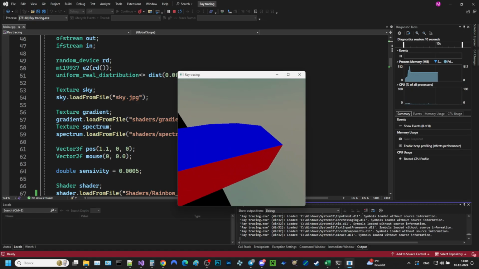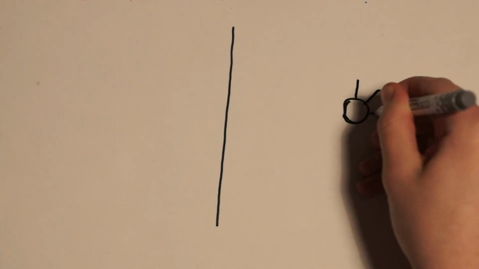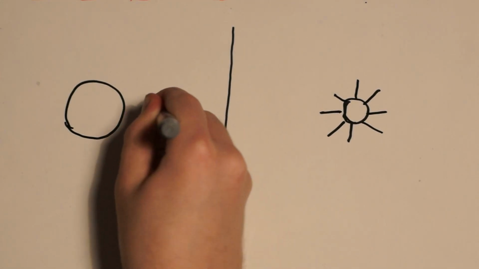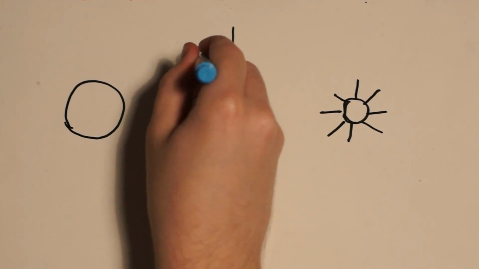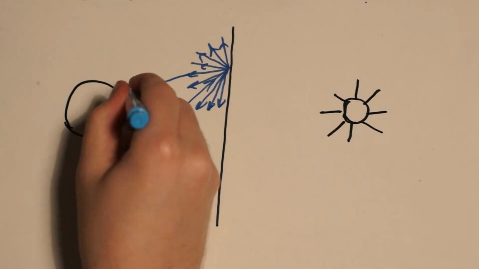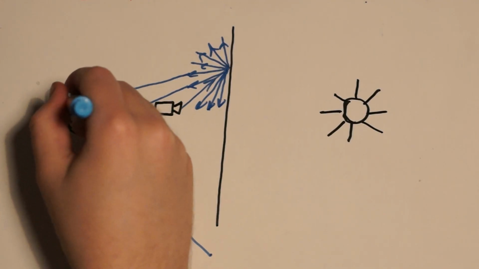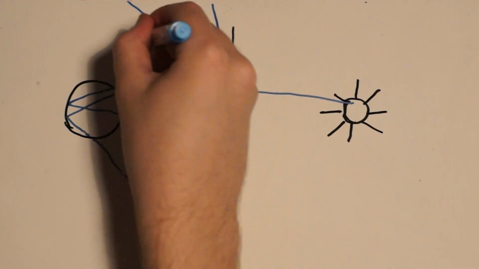So I just turn off the debug view and see the rainbow, right? Well, at this point I realized that my method of rendering was awful. Let me explain why. So I have a rough screen, a sun, a droplet and a camera. The camera shoots rays at the screen and they get scattered in all directions. Some of them hit the droplet, get refracted, reflected and then hit the sun. But most of them just miss it completely.